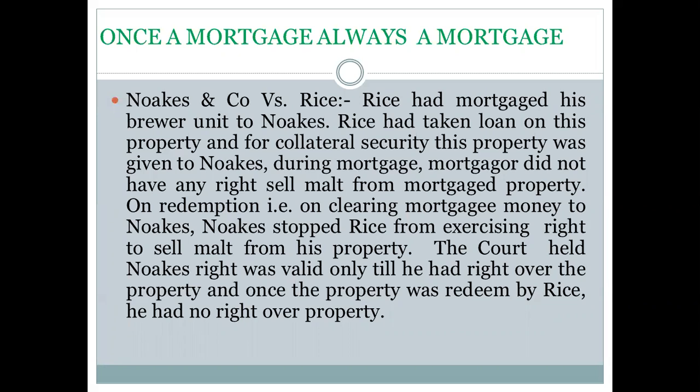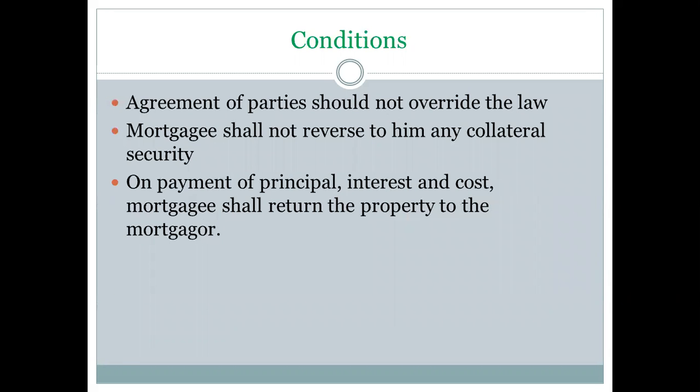On redemption, that is on clearing the mortgage money, Noakes stopped Rice from exercising right of selling malt from his property. Court held Noakes' right was valid till he had right over the property, and once the right was redeemed by Rice, he had no right over the property. And the court evolved the principle.